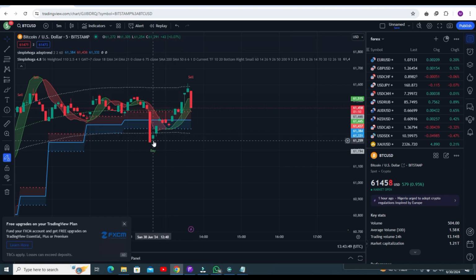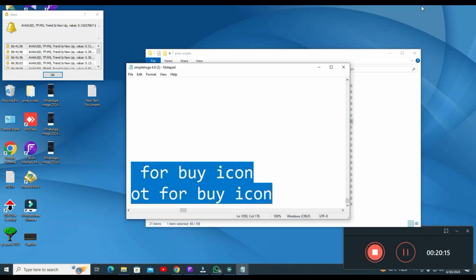Like here, when you got the profit, the price was around 61,250 and 61,580. Hopefully you will like it, and any question, any query, you can ask me.